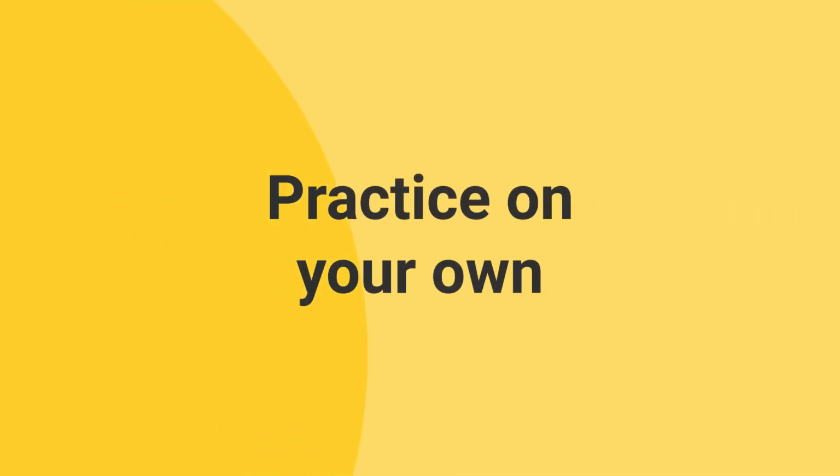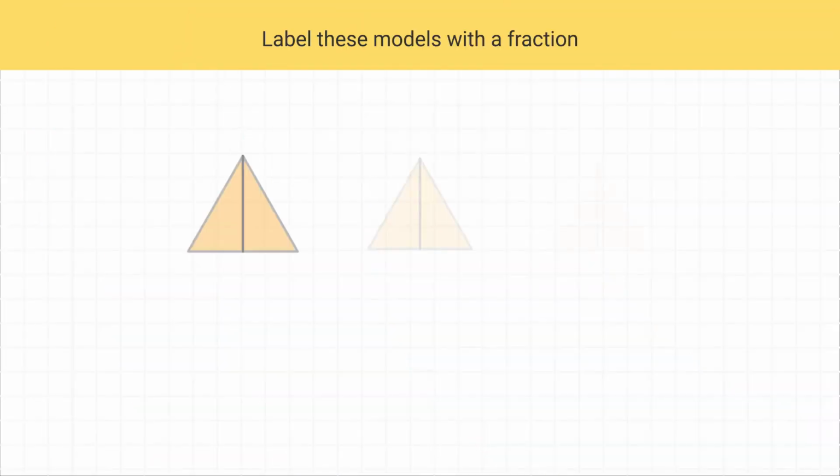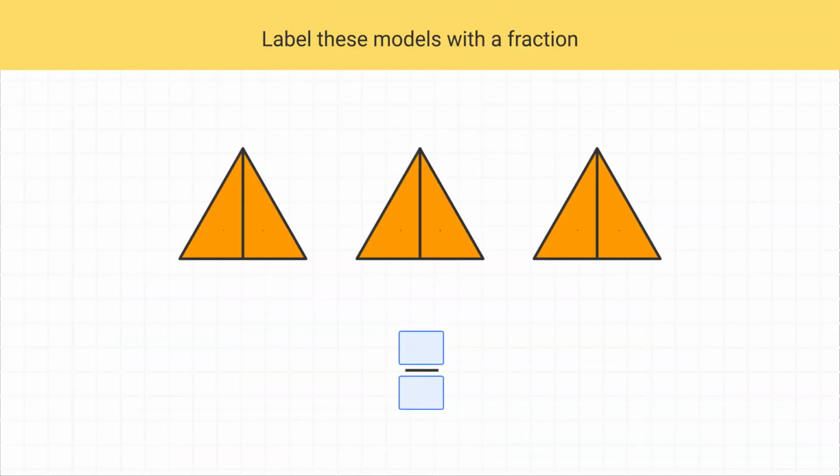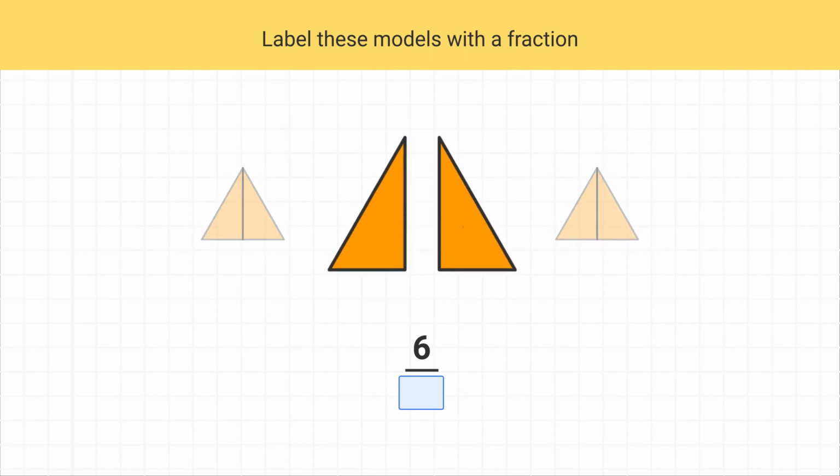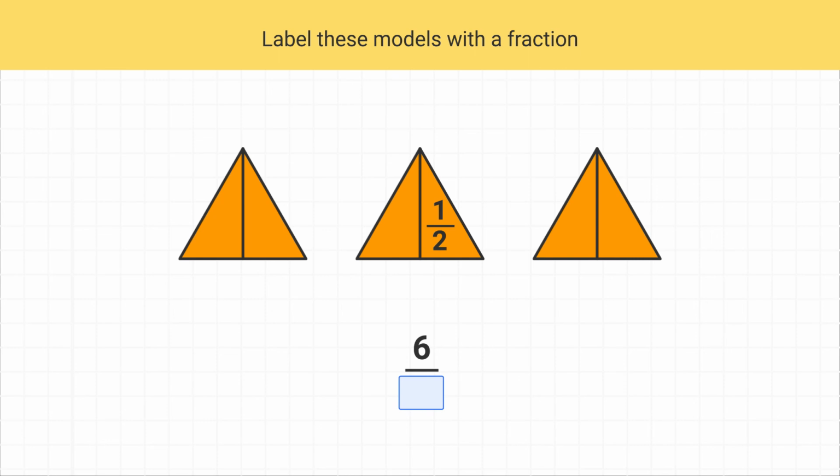Now it's time for you to practice on your own. Label these models with a fraction. Well, there's 6 total shaded pieces in these models. So the numerator is 6. Then if you think about each shaded piece, well, it's 1/2 of the triangle. So these are all halves. We would say we have 6/2.